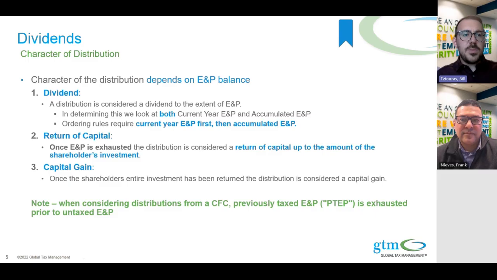When we look at our distributions and we would like to know what is considered a dividend, it really depends on your E&P balance. So once you've computed your E&P, we look at your distributions to the extent of your E&P. We start with our current E&P and then any accumulated E&P, and that amount is considered a dividend to the shareholders. Anything in excess would be a return of your initial investment, or a return of capital, and any distribution that exceeds that amount could potentially be a taxable capital gain.